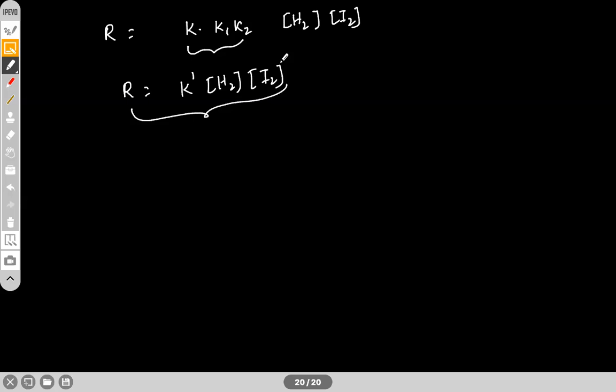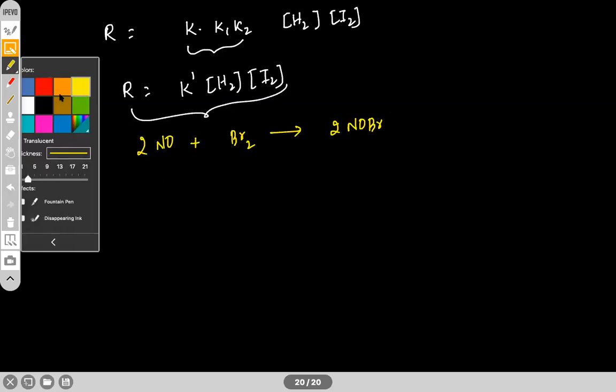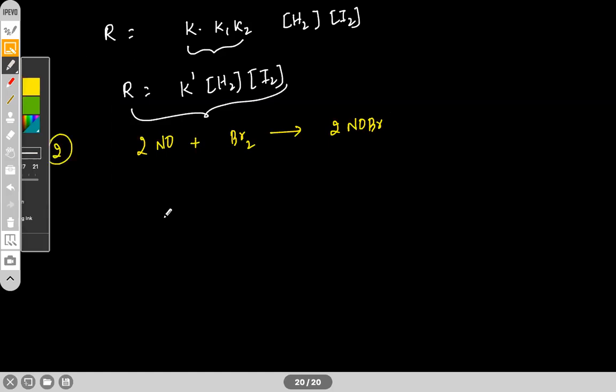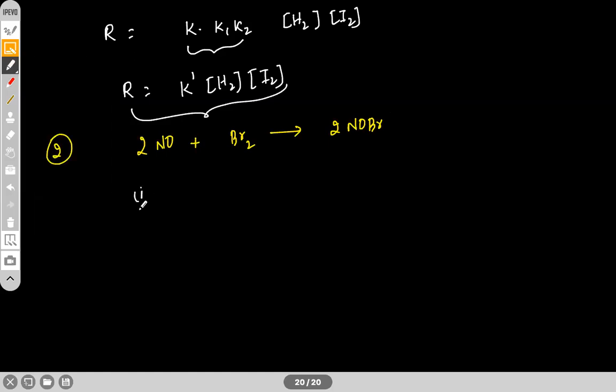One more we'll see on this. You try to write down the rate expression of this one. Number 2. The reaction is 2NO plus Br2, and this gives 2NOBr. This is the reaction. The steps involved in this, I'll write down the steps here.